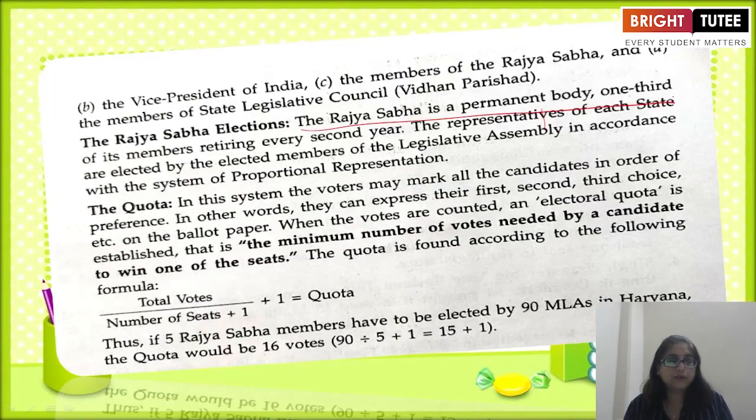Every voter is required to rank candidates according to their preference, and there is a formula you can see: total votes divided by number of seats plus 1 is equal to the quota. And thus, if 5 Rajya Sabha members have to be elected by 90 MLAs in Haryana, the quota would be 16 votes.